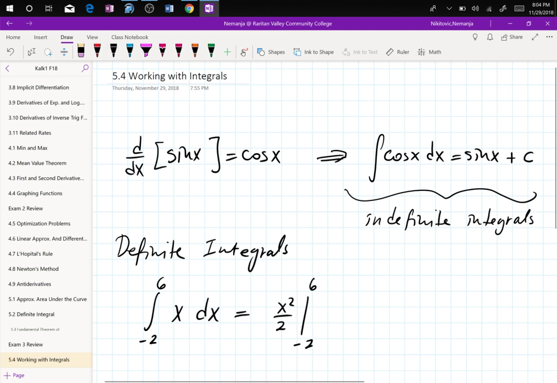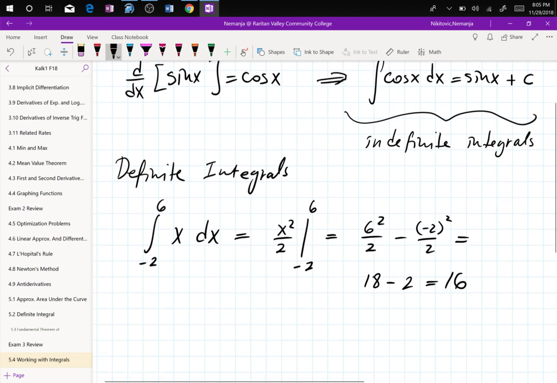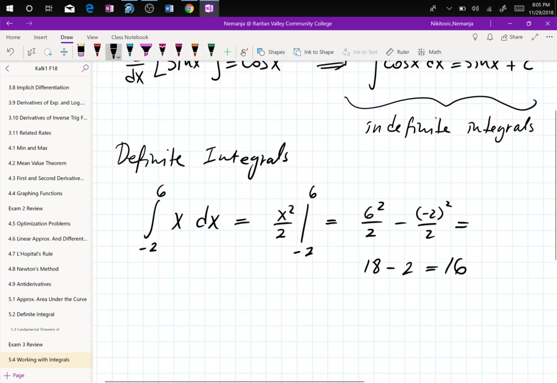And our fundamental theorem of calculus said that we plug the upper limit first. So that's 6 squared over 2 minus -2 squared over 2. And as you can see, we get a number at the end. So this is 36 divided by 2 is 18. Minus 4 divided by 2 is 2. For a total of 16. And then we said that this could give us an area if the function never dips below x-axis.